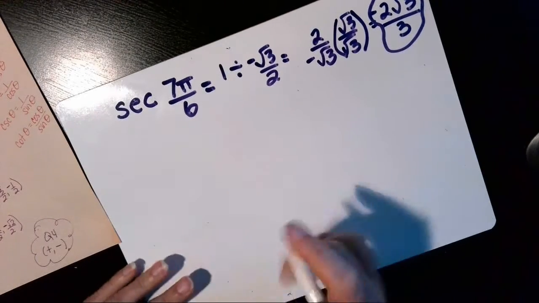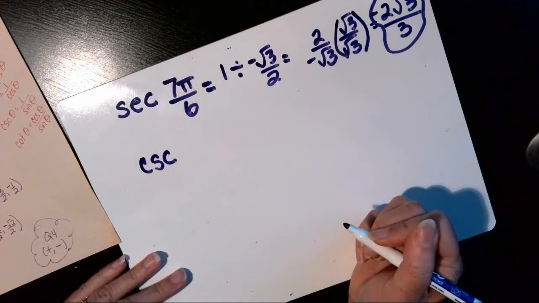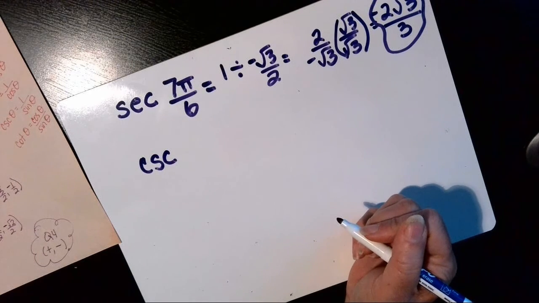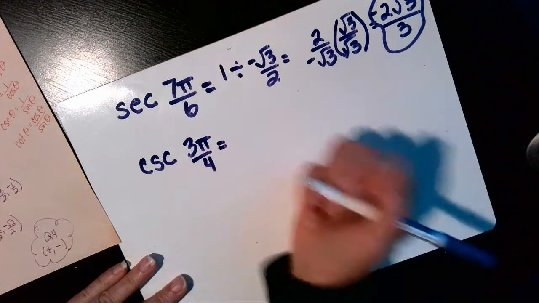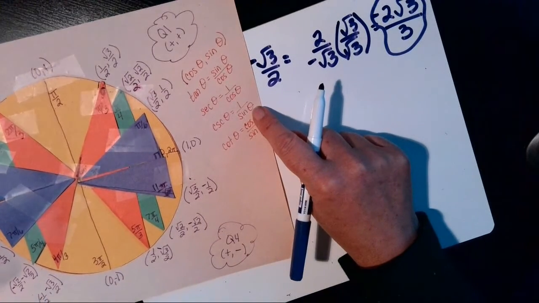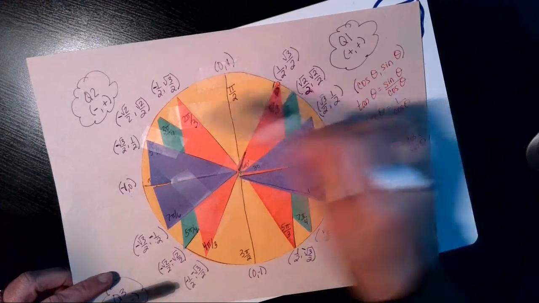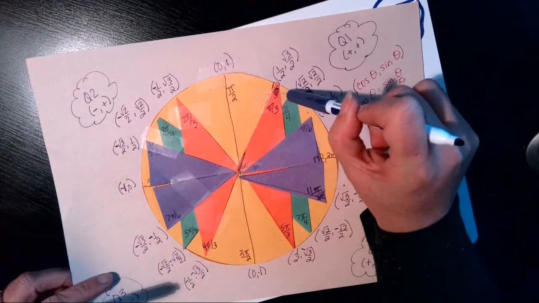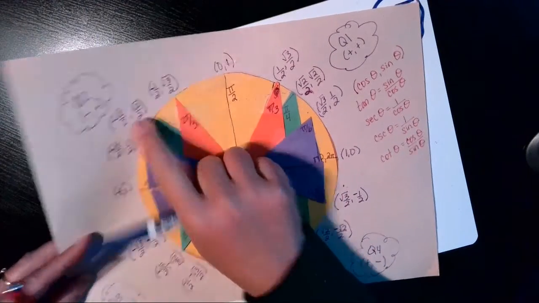Okay. Now let's try a cosecant. So CSC stands for cosecant, and we want to find the cosecant of, I don't know, let's do cosecant of 3 pi over 4. Okay, so cosecant is the reciprocal of sine, so we need to know the y coordinate, and 3 pi over 4 is our green triangles here. So we have 1 pi over 4, 2 pi over 4, 3 pi over 4. The y value there is root 2 over 2.